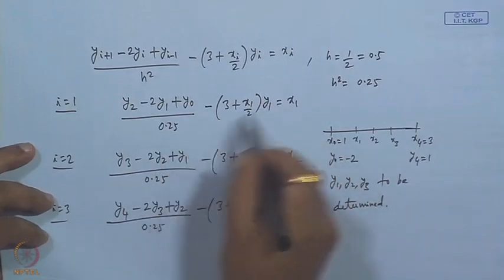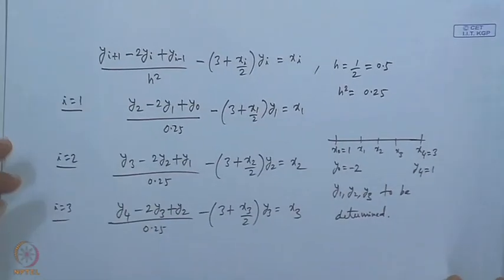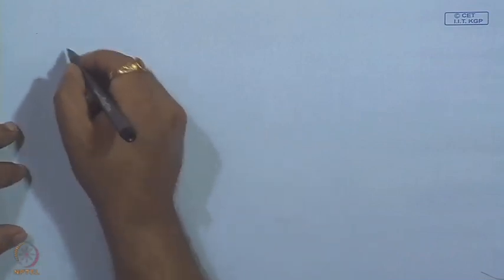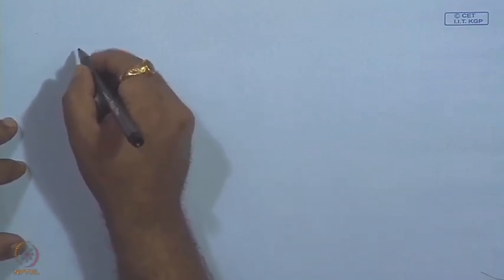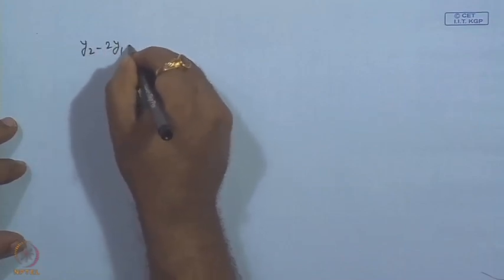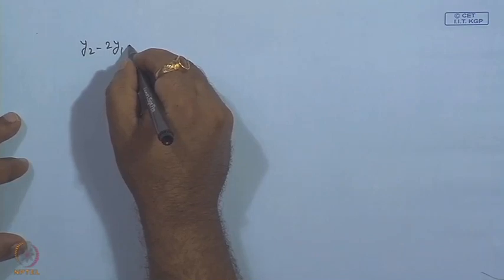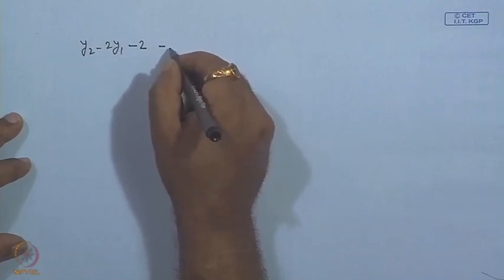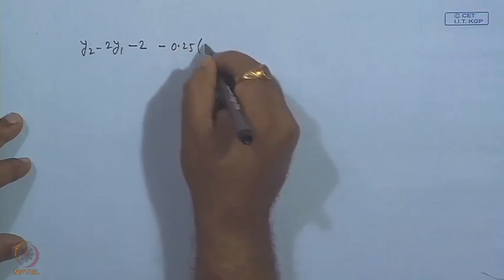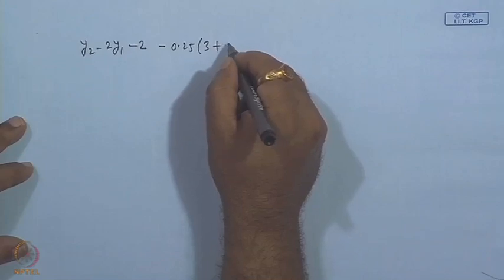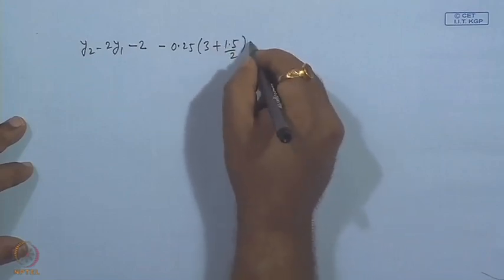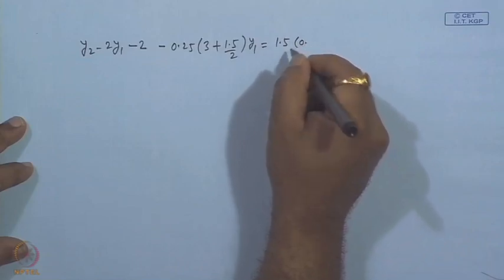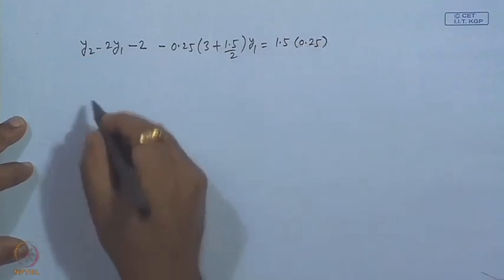So, we can simplify and put it in a system. Okay. So, if you put it, we get the system. So, let us do it: y2 minus 2 y1 plus y0 minus 2, okay, then minus 0.253 plus x1 was 1.5 by 2 into y1, x1 was 1.5 into h square goes there. Okay, so this is then the second equation.